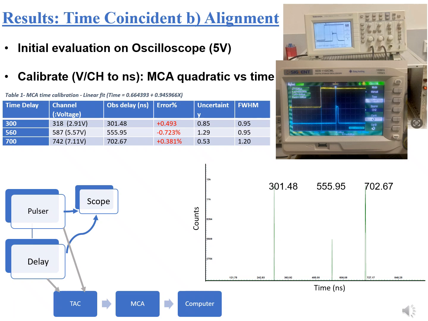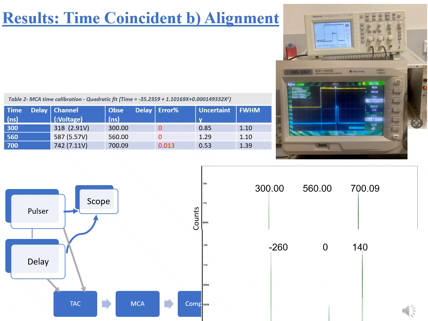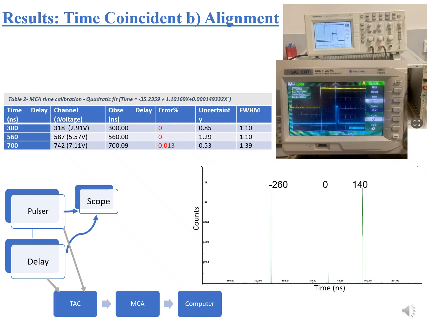Next, MCA calibration for time was performed using a gate and delay generator to introduce delays of 300, 560, and 700 nanoseconds. The corresponding MCA channels were recorded and summarized in Table 1. While the linear fit introduced some error, a quadratic model accurately predicted peak positions, confirming the MCA linearity is tailored for voltage, not time. A reference pulse was selected near the center of the screen and the MCA x-axis was recalibrated accordingly, setting the midpoint to 0.